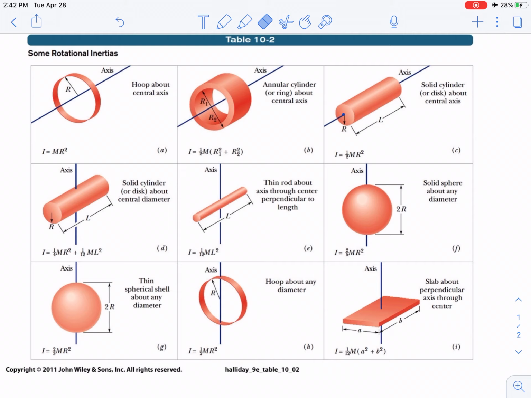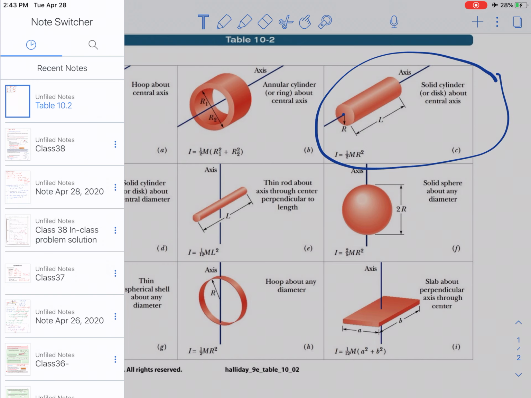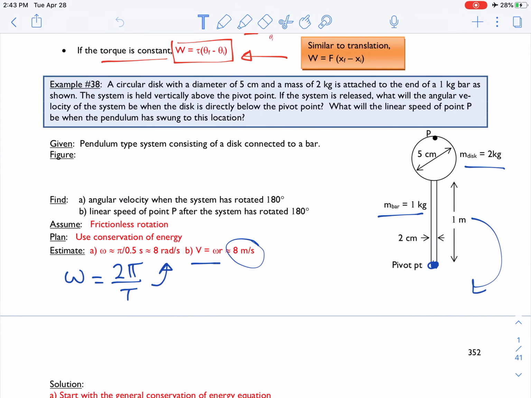So the disk is rotating around its central axis, so I think it's pretty straightforward to choose this. Again, this L is much smaller, but the inertia of the disk is 1/2 mr squared. For the rod, I want to go back and take a look at it carefully. If you look at the figure, we have a height of 1 meter and a thickness of 2 meters.